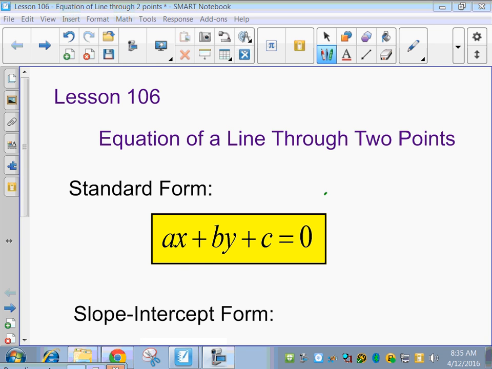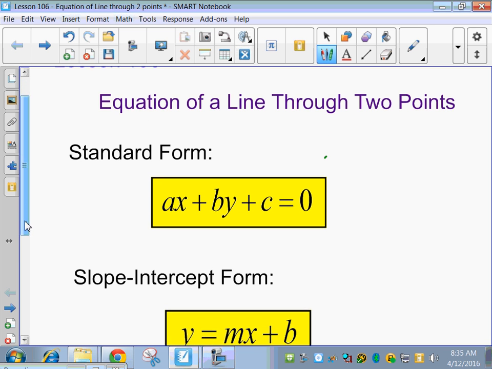Equation of a line through 2 points. Okay, so this is called standard form, you guys, of a line, where everything is on one side. We have whatever's with the x plus whatever's with the y plus our constant term equal to 0. That's standard form, okay? You guys have learned that.